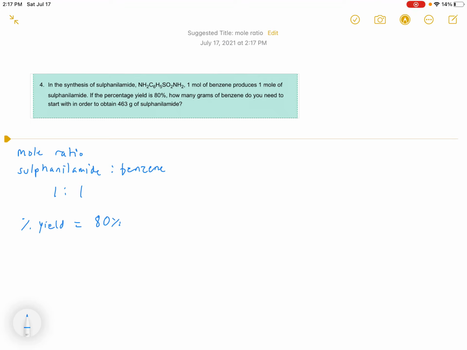And then what else are we told? In order to obtain 463 grams of sulfanilamide. Okay, so the question says to obtain 463 grams of sulfanilamide. Now we know that if we're dealing with percent yield, that tells us a ratio of actual yield to theoretical yield, and the question says to obtain. So that is a really big hint to me that we are dealing with the actual yield there. So the actual yield is 463 grams.